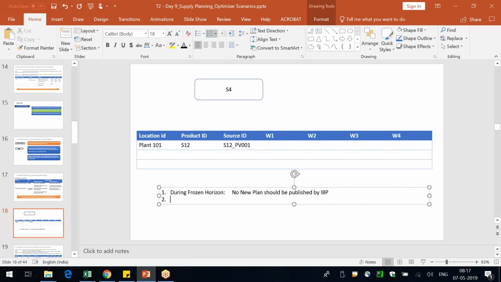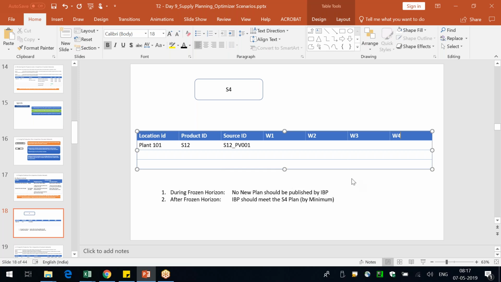Okay, guys. So what if after the frozen horizon, IBP should meet the S4 plan, should meet the S4 plan by minimum. You agree with me on this? Because for week 4, S4 has already planned for 100. Now you cannot say that in week 4 you do 50. Not possible, because S4 has already planned it. They have already firmed it.